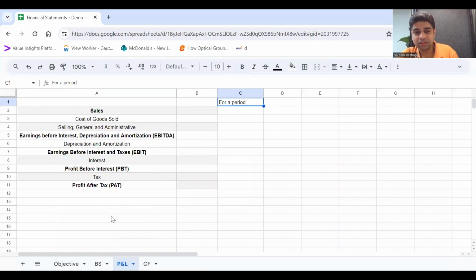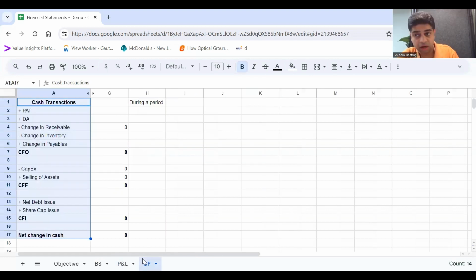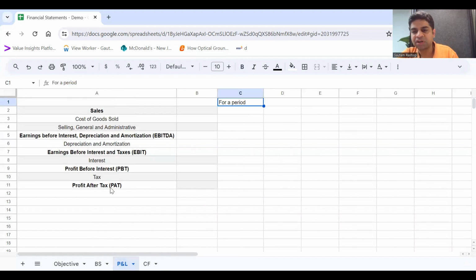It's easier for businesses to fudge the P&L. They could be reporting profits aggressively, but it's difficult for them to fudge cash flow statements. So it's very important that we always check the cash flow statement, and not just rely on profit after tax numbers alone. More on that later.